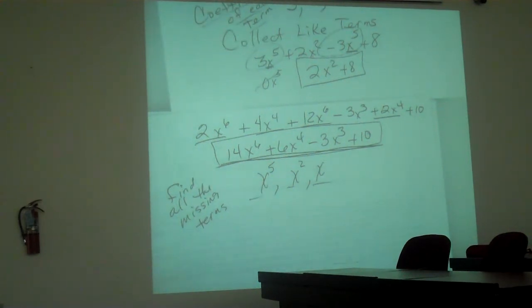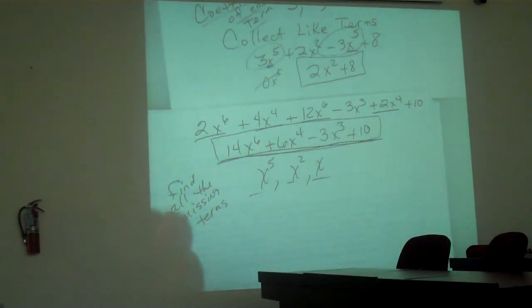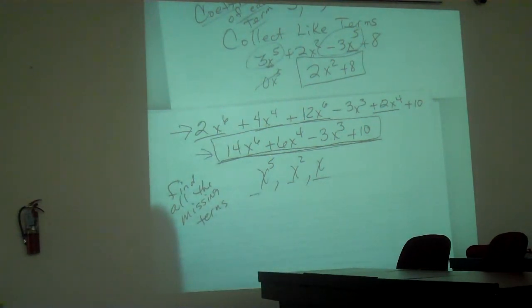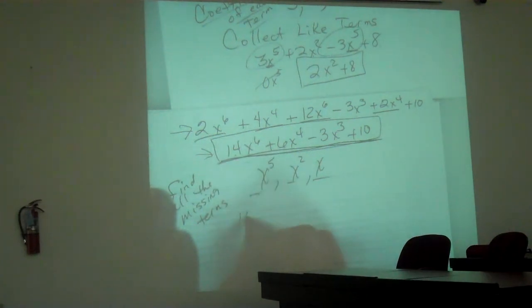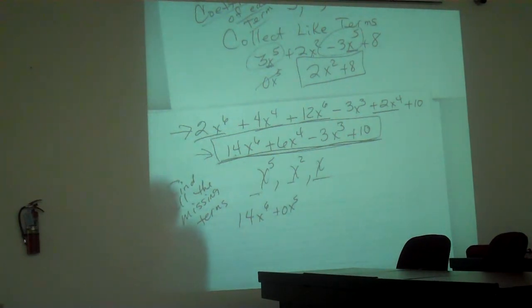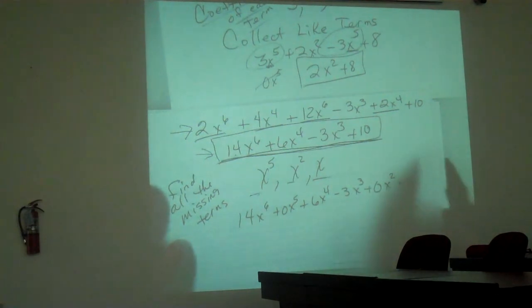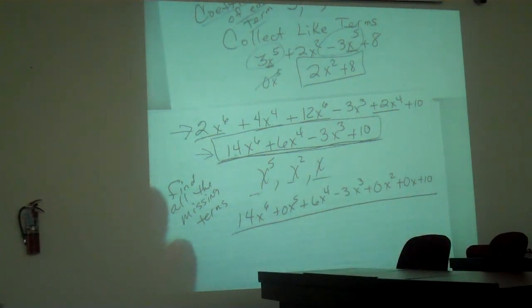And if it wants you to write it with the missing terms, let me give you another one like this. If you write it with the missing terms, you would put 0 of that term. You would put every single exponent in there. 6x to the 4 minus 3x to the 3 plus 0x squared plus 0x and then plus 10. This would be writing it with the missing terms in it, okay? You write 0 of all of them.